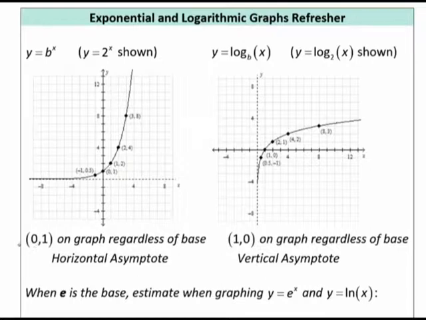We have an anchor point of 0, 1 on the exponential graph because anything to the 0 power is 1. Similarly, we have 1, 0 on every logarithmic graph, regardless of base, because the log of 1 in any base is 0. On the parent function, our horizontal asymptote is at y equals 0, and our vertical asymptote is at x equals 0 on the log graph.